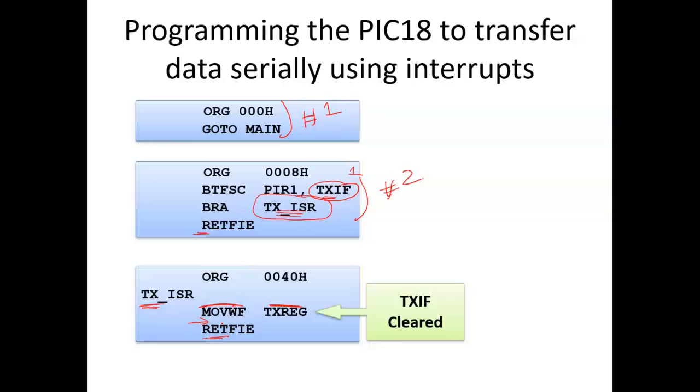So you can see here that we are not clearing the flag. We didn't make here bcf PIR1, TXIF. Why? Because when you initiate the sending, the flag will be automatically cleared. Okay, so when you initiate the transmission, when you start sending something, the flag is cleared. If the data is already sent, the flag will be 1.